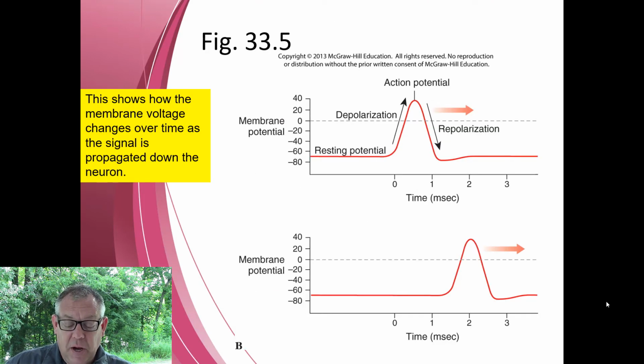Okay, so here's a figure from your book, again showing you that propagation of that signal over time and how that signal moves down the neuron. You can study this and see it graphically showing what we've been talking about: how you start at negative 70, then the potential goes up to plus 35, and then it gets reestablished back down to negative 70.